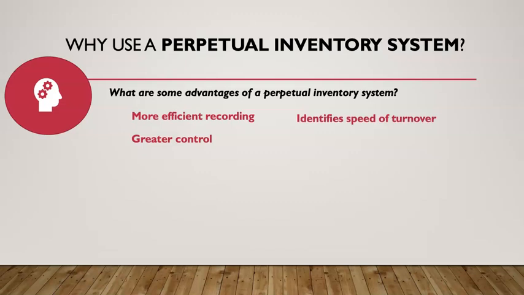It also identifies the speed of turnover. What I mean by this is it tells me how quickly different units of inventory are moving. I know which are popular, which are not. This is important information to make decisions. Do I order more of the fast moving stuff? Do I order less of the slow moving stuff? Do I need to make a sale on my slow moving stuff, or advertise, or just not stock it anymore because it's not worth it? Great information we get from the perpetual inventory system. It also, and we haven't done this, this is for a later video, allows us to identify inventory losses and gains.